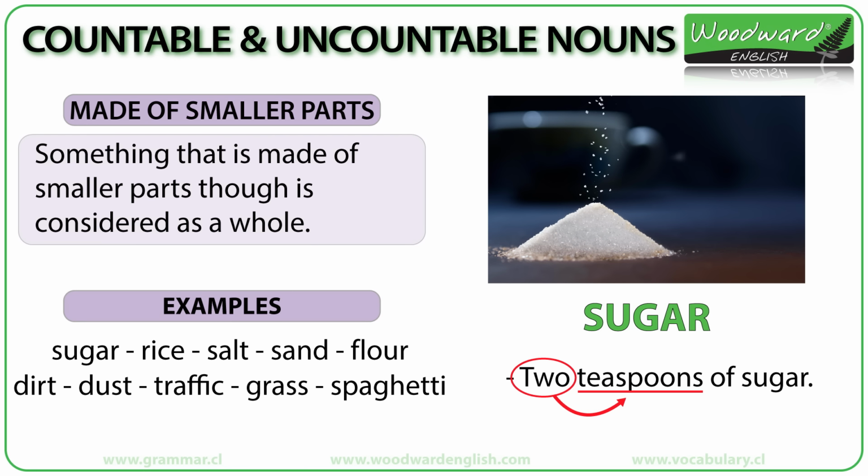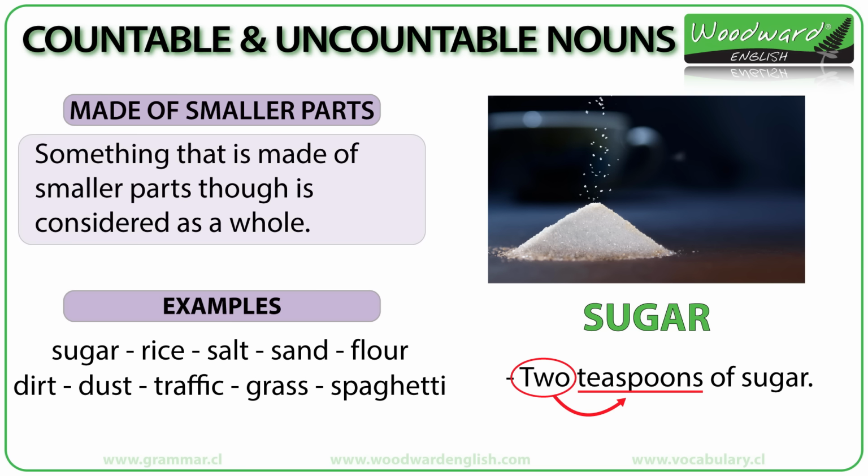Things that are made of smaller parts, though are considered as a whole, these are normally uncountable. For example, sugar. Sugar consists of many small grains of sugar, though it is considered as a whole thing. You cannot count sugar. If you are really bored, you can count the individual grains of sugar, though again, you're counting the number of grains and not sugar itself.